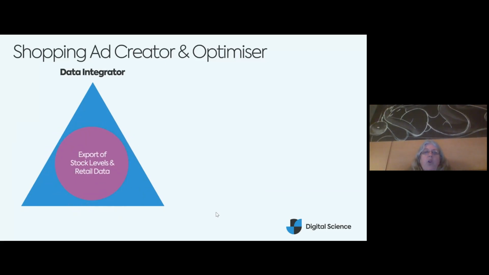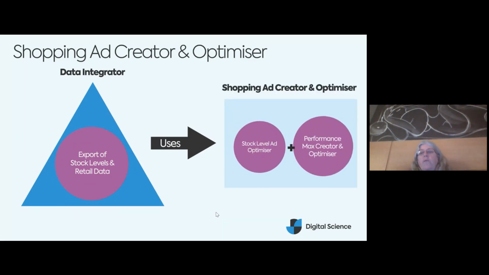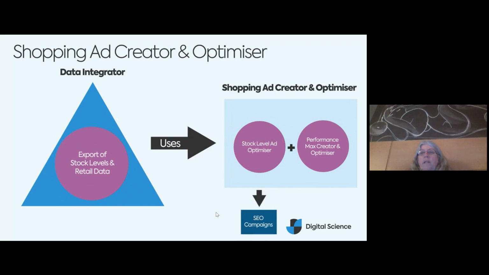So we've got our export of stock levels and retail data. And what we can do is use that stock level data to optimize your category ads, or we can optimize the Performance Max and actually even create the structure that we use. And then we can also use the search term data that we get in text ads, DSA ads, and the standard shopping ads to go for an SEO campaign.